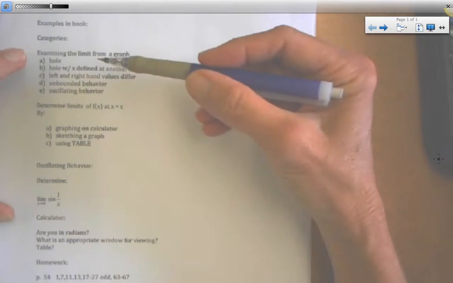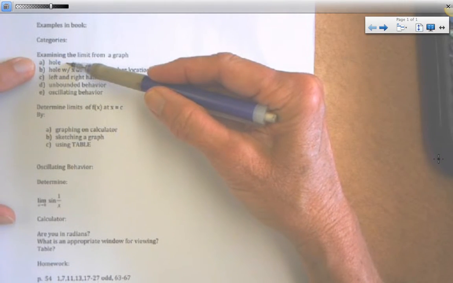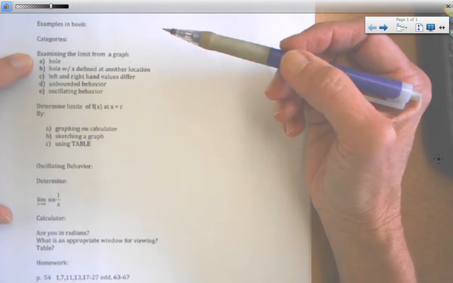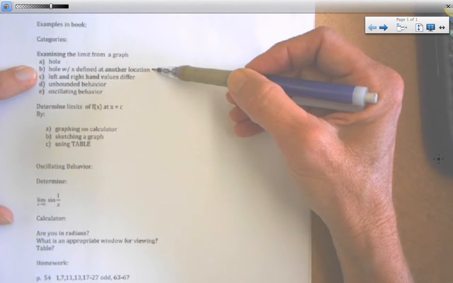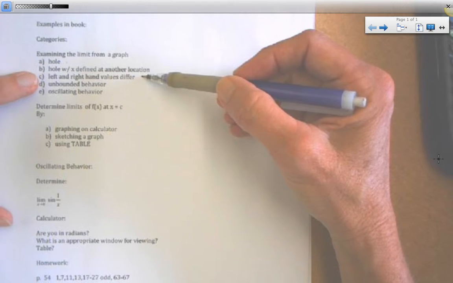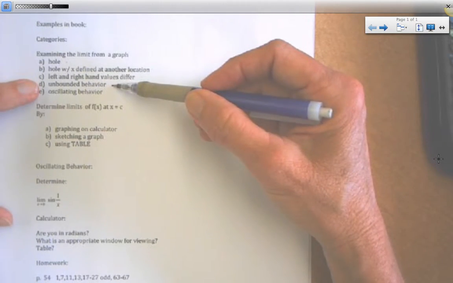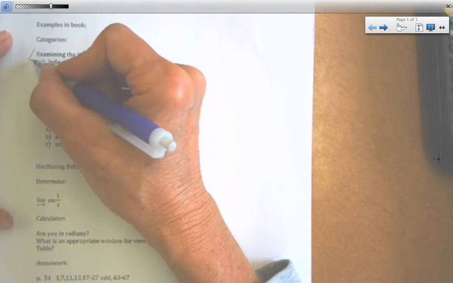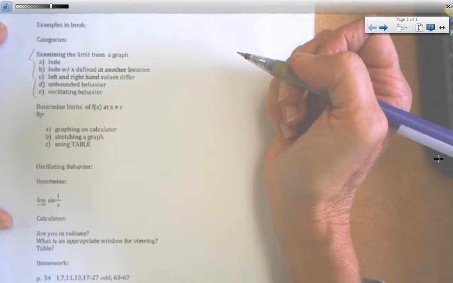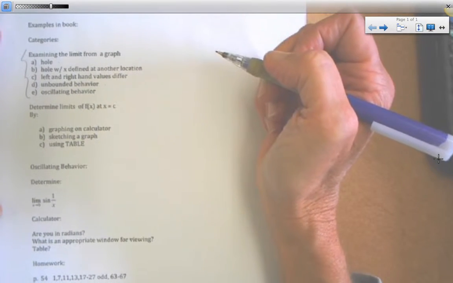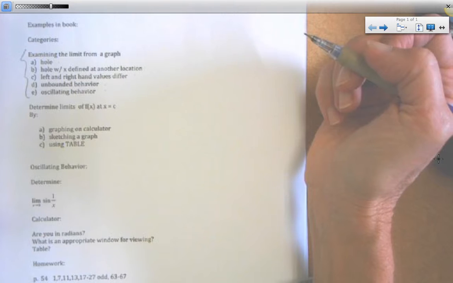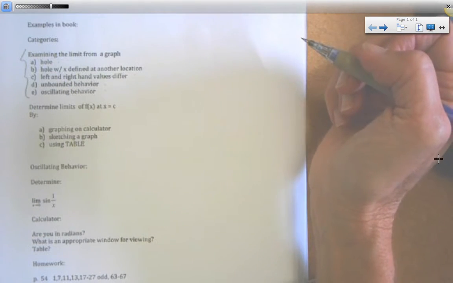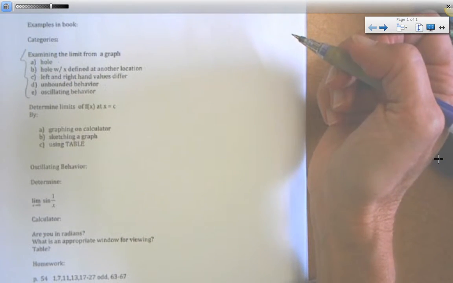One would be a graph that has a hole, and we just looked at one that had a hole. Hole with x defining the location. Left and right hand values differ. Unbounded behavior isolated. So these are all looking at particular functions that don't follow the normal patterns. They're not graphs of the parent functions necessarily. They have special conditions in them.